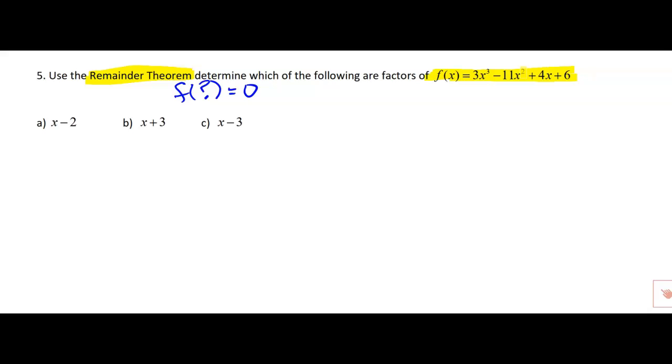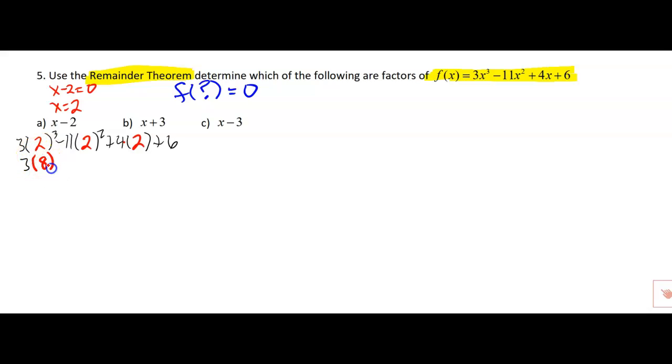And essentially, I'm trying to decide if this is a factor. So if I look at A, and I'm saying, is that a factor? So if that is a factor, what that means is x minus 2 has to be 0. That means x is 2. So if I put 2 into my equation, so I'm replacing all my x's with 2's, and then I evaluate it. I'm trying to see if it's 0 or not. That's my goal.